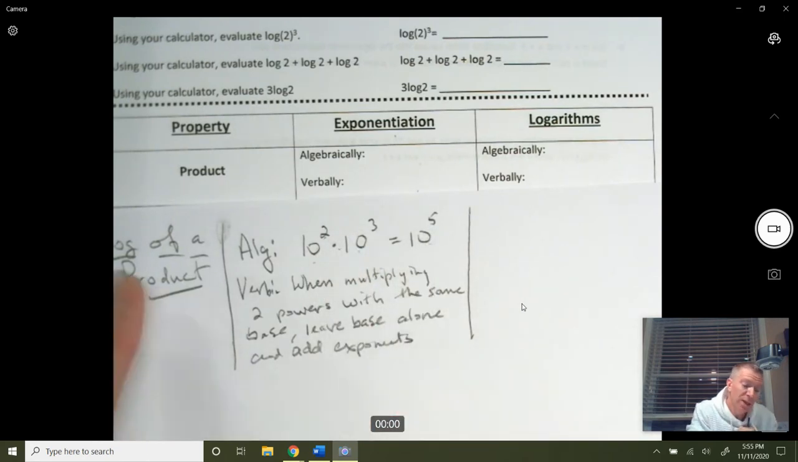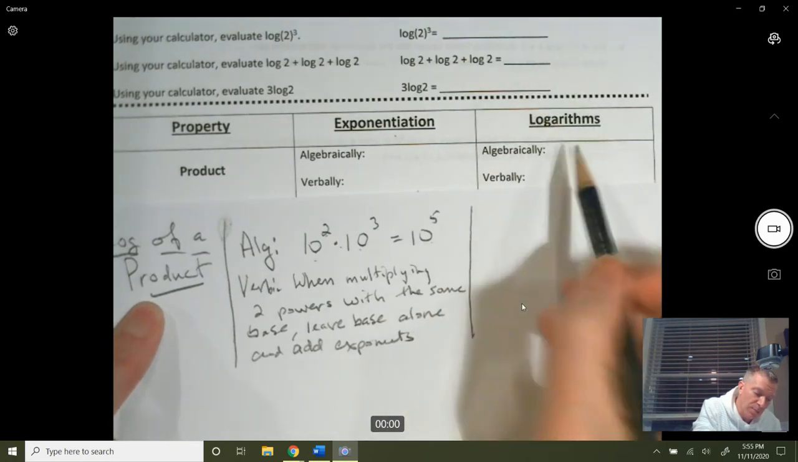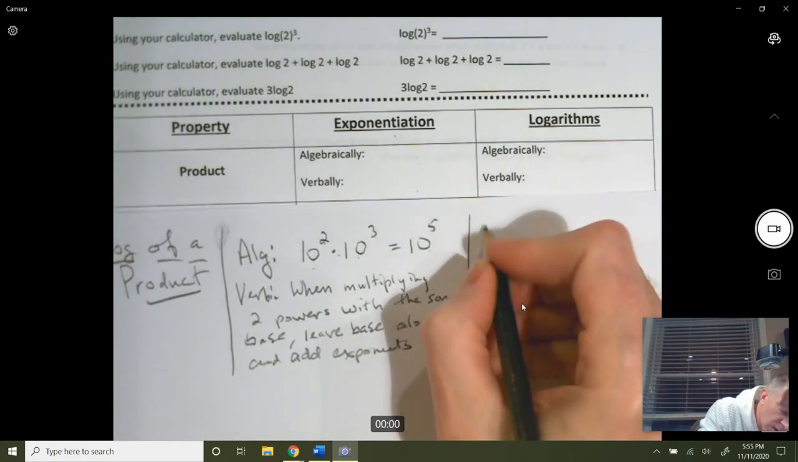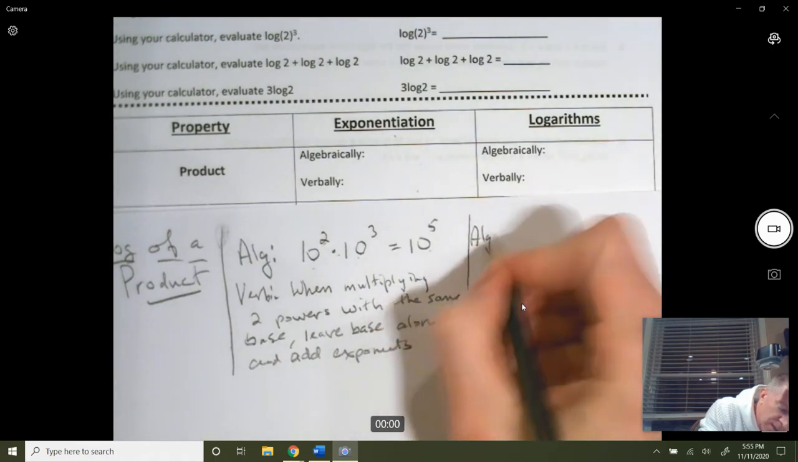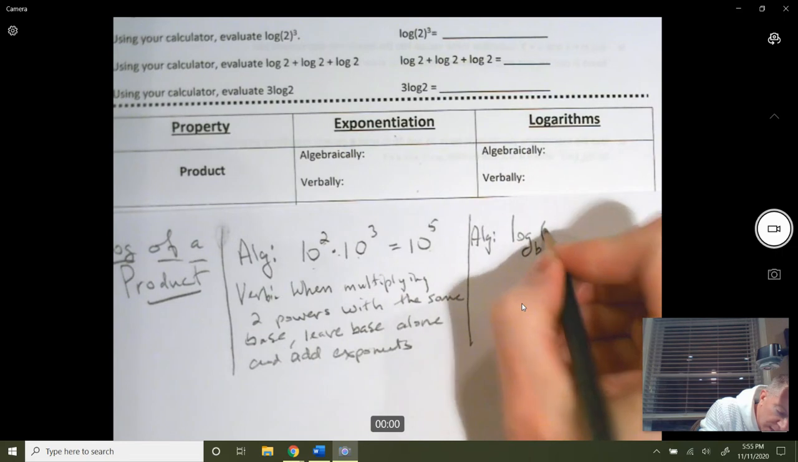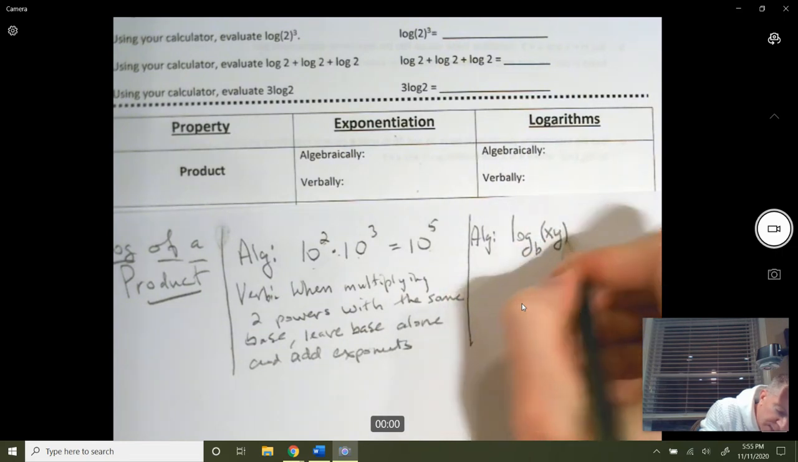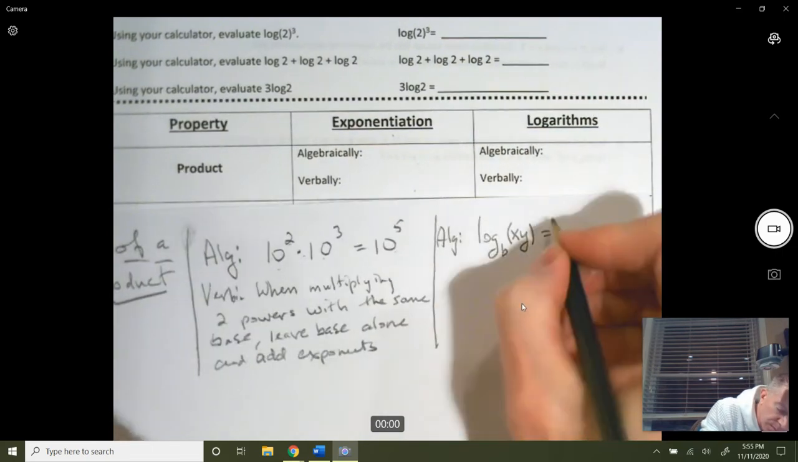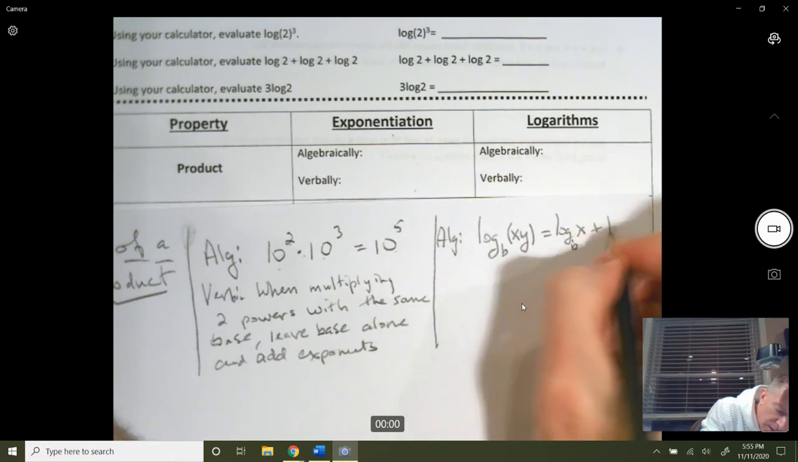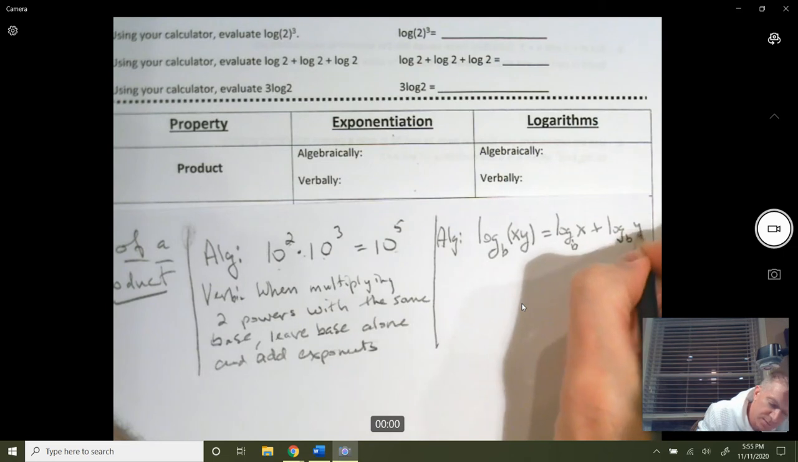Now when we have the log of a product, the log property, algebraically, it's going to look like this. The log base b of a product, like x times y, is equal to log base b of x plus log base b of y.